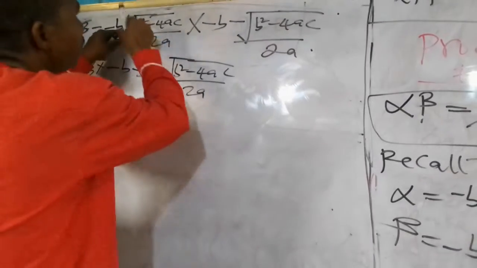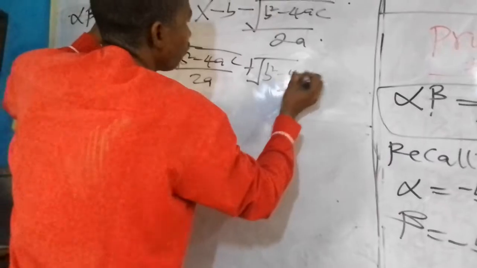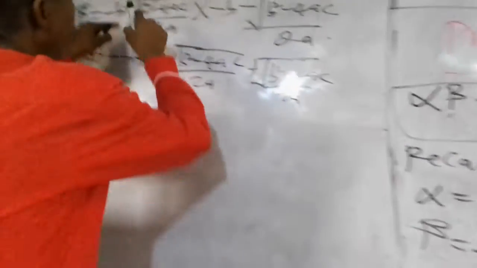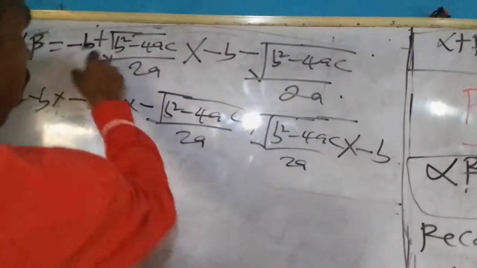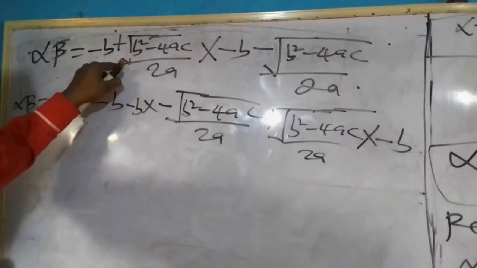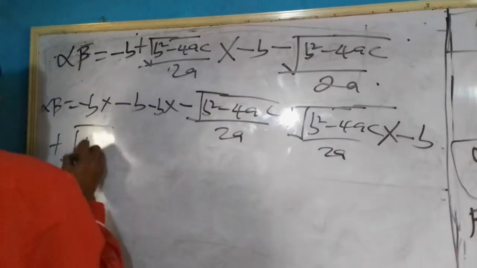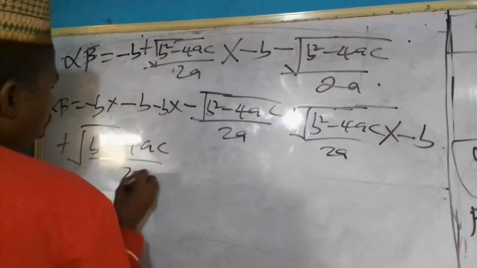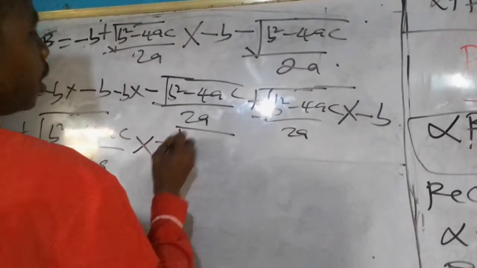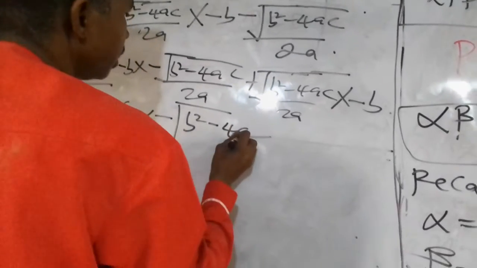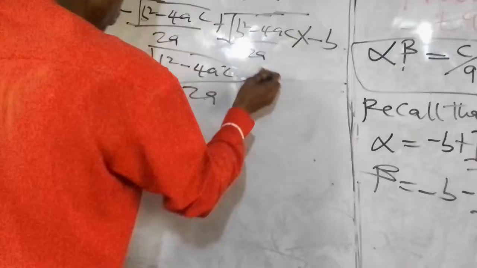Then we use positive square root of B squared minus 4AC over 2A to multiply by minus B. Minus B multiplied by positive square root of B squared minus 4AC over 2A. We are now using positive square root of B squared minus 4AC all over 2A, and we are going to multiply it by minus square root of B squared minus 4AC all over 2A.